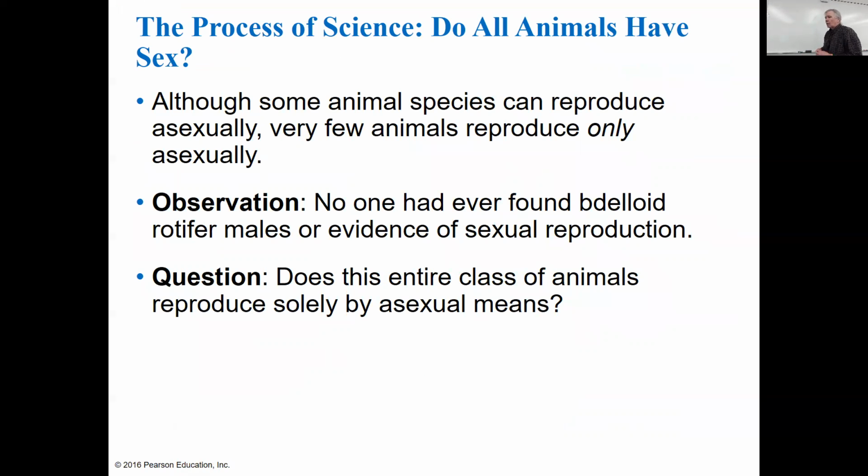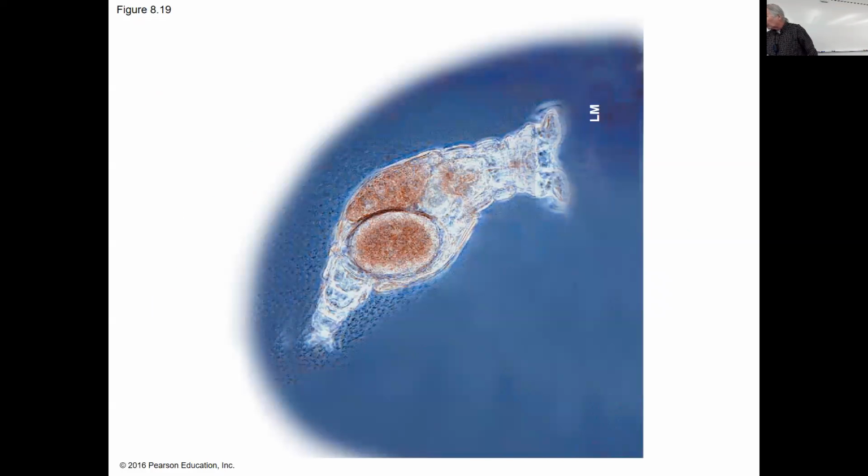Okay, although some species can reproduce asexually, only very few animals reproduce only asexually. And this is bdelloid rotifers. They're really tiny animals. They're in a whole phylum all to themselves, Rotifera. And they're aquatic. They live in fresh water. They're pronounced bdelloid because the B is silent. Does this entire class of animals reproduce solely by asexual means? There's a rotifer.